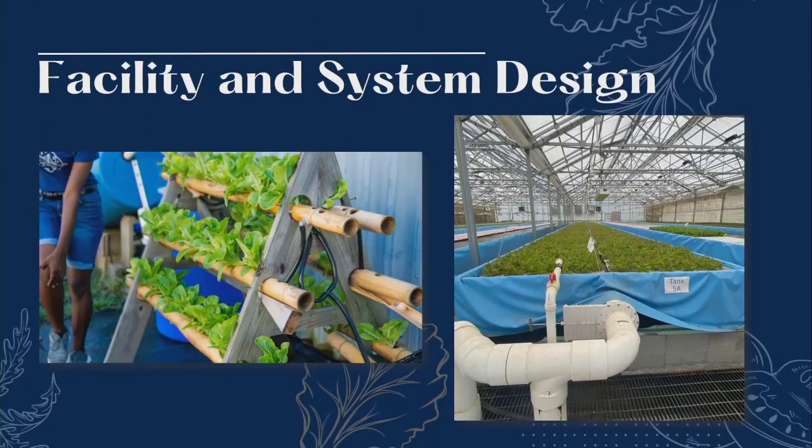And facility and system design. Again, all these operations are unique. Even though they carry the same system, they can be very complex and different. So we might have a very highly designed greenhouse operation, but we can also have a very simple but still effective system. So you have to look it over and make sure that you are identifying the risks and taking measures to prevent contamination.